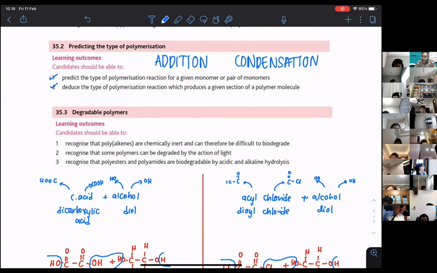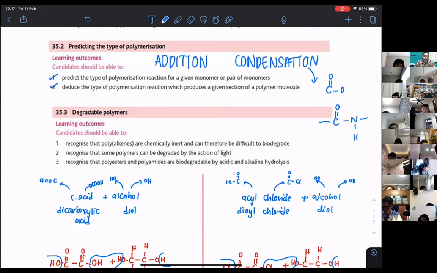So it's quite easy. If you want to identify condensation, you just need to look for this bond. Or you just need to look for this particular bond. I cannot make it simpler anymore. You just need to look for this particular bond.